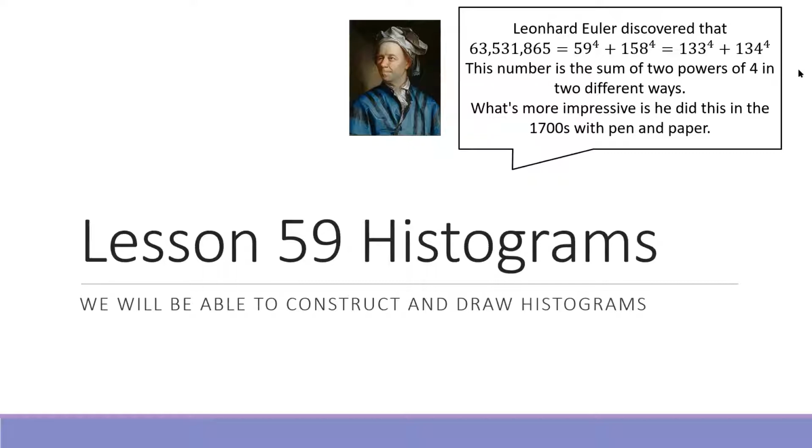The more impressive part about this fact, I always like to draw attention to, is that Leonard Euler discovered this with pen and paper in the 1700s. So he went through the powers of 4 and would calculate these powers of 4 on pen and paper, and then found that it just so happened these two pairs add up to the same number. And it's just a bit amazing and impressive.